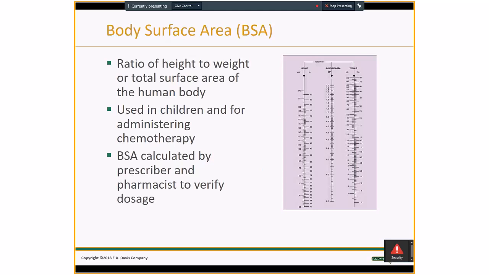So the BSA can be calculated by the pharmacist or the prescriber, and usually they take the weight in kilograms and the height in centimeters, and then they multiply the height by the weight and divide it by 3,600. But we have this wonderful chart here. So if we actually know how to use the chart, then it's amazing.